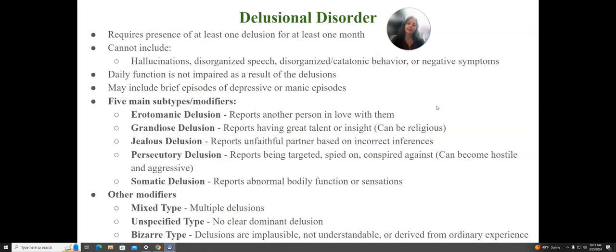But there's 5 main types or subtypes, or what we want to call modifiers in the DSM when we're diagnosing. Erotomanic delusion, where you might think that someone is in love with you, and maybe you think they're obsessed with you, and that's how you interpret everything through this lens. Eroto, meaning kind of drawn to, right? Sexually drawn to or aroused.